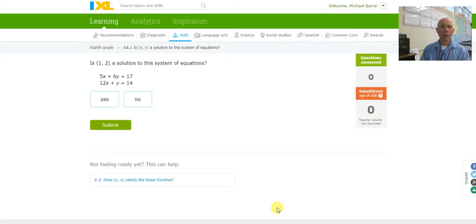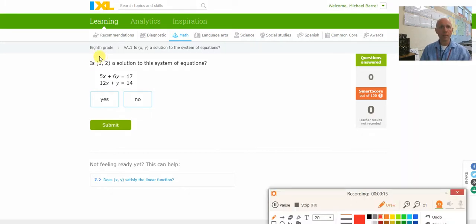Hey, this is Mr. Barr, and this IXL deals with checking a point and seeing if it's a solution to a system of equations. So what does it mean to be a solution? It means that if I plug it in, it will work. So what I'm going to do is I have an x and a y right here. I'm going to plug that x and y into this equation and this equation. If it works in both equations, then it is a solution to the system.